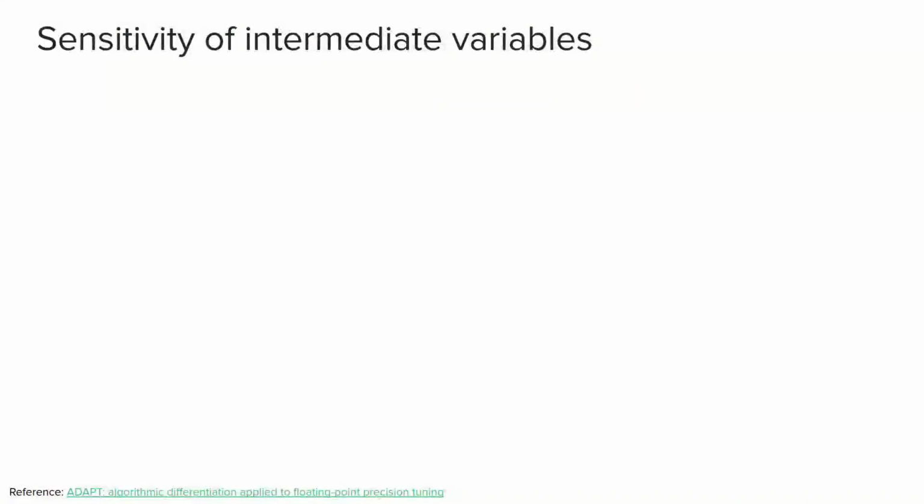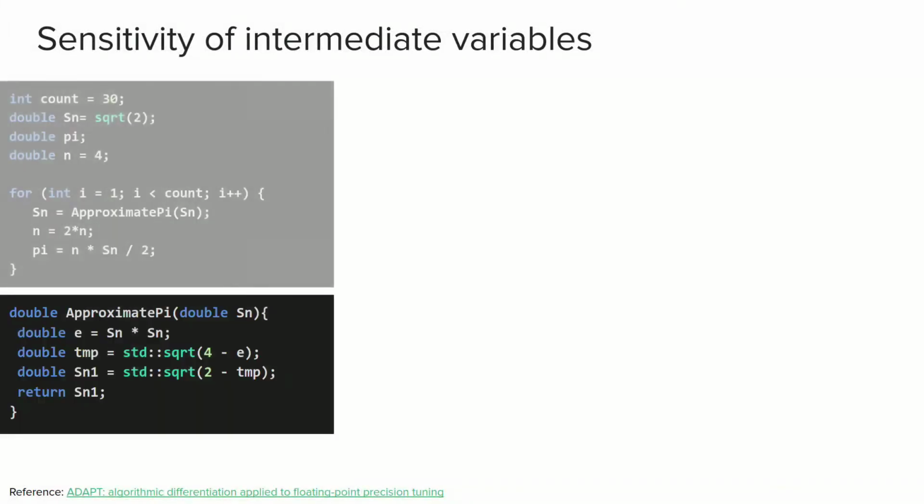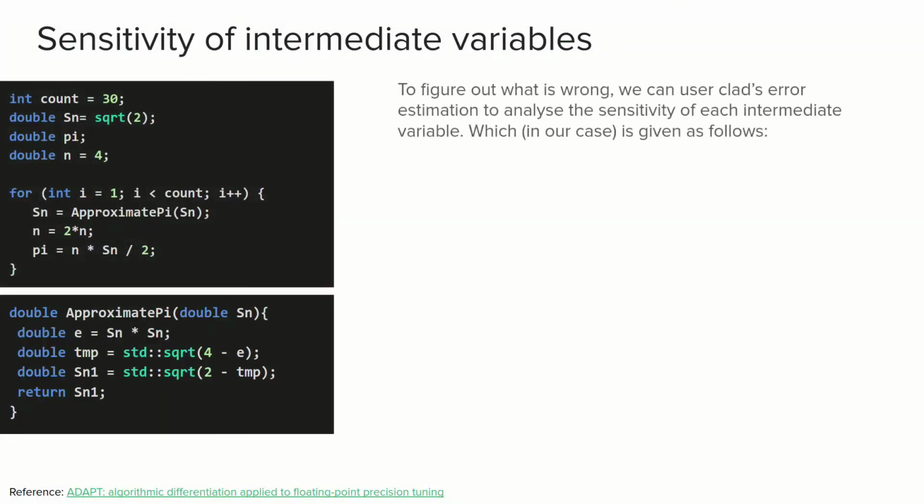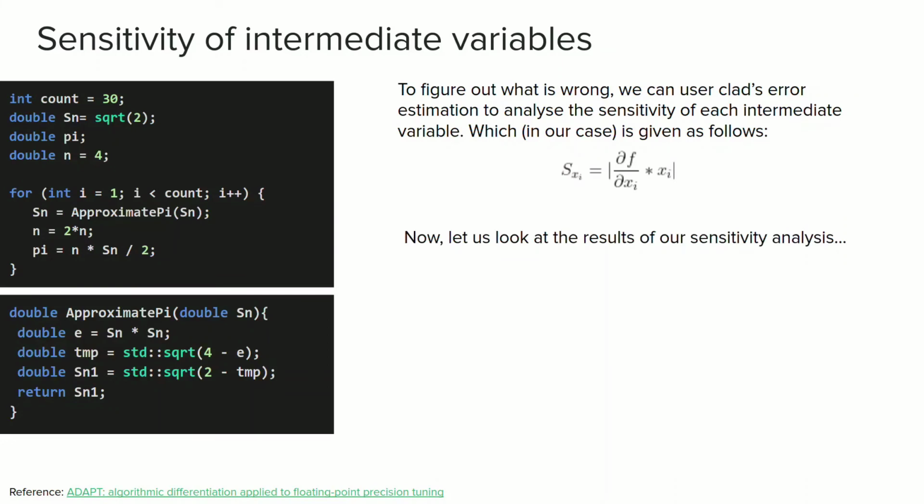And this is where the floating point error estimation framework comes in. So we have both of the codes here. So to figure out what's wrong, what we can do is analyze the sensitivity of all the intermediate variables in approximate pi. So the sensitivity of any variable xi is given as follows. It's the derivative of the function with respect to the variable times the value of the variable. So now let's plot the sensitivity of each of the intermediate variables over 30 iterations and just see what happens.